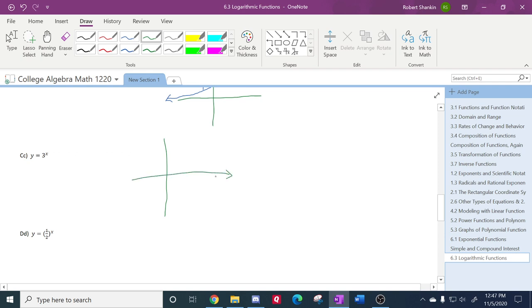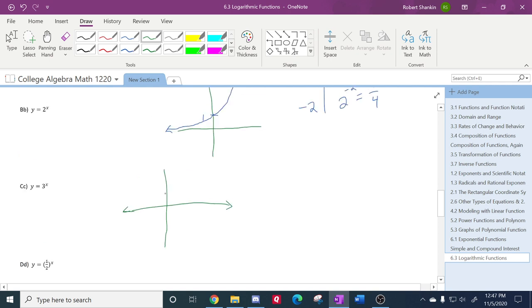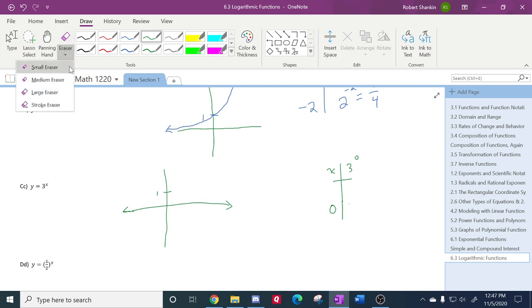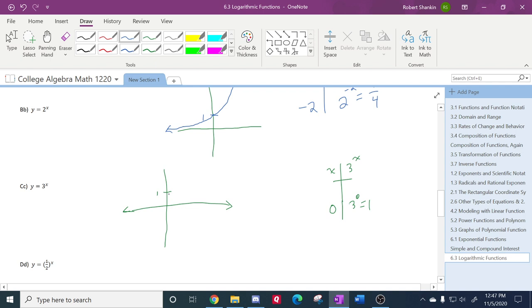All right, on C. It's going to be much like this other one. It's going to go through a height of 1. Why does it always go through 1 instead of 0? It's because when the input is 0, oops, there's supposed to be an x there, you get 3 to the 0. Anything to the 0 is 1. That's why you always get going through the same thing.